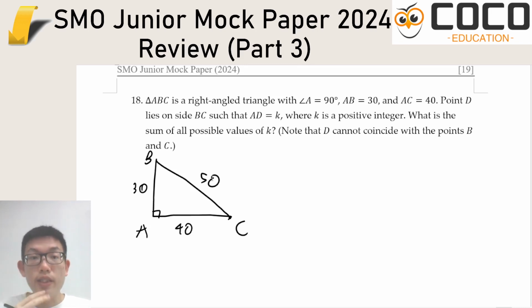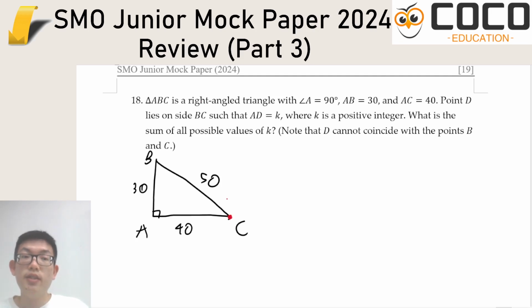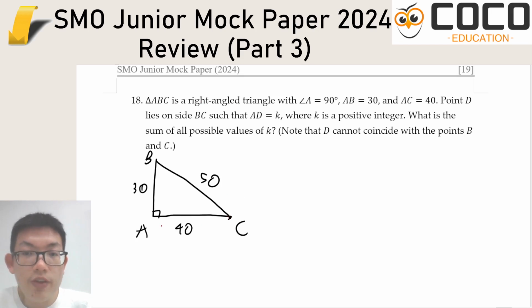Now D lies on side BC such that AD equals K, where K is a positive integer. What is the sum of all possible values of K? And note that D cannot coincide with the points B and C. In other words, you cannot say that D is down here and AD is 40. I don't allow that. Now, clearly 40 would be the furthest away you could be from A. So K is less than 40 is pretty obvious.